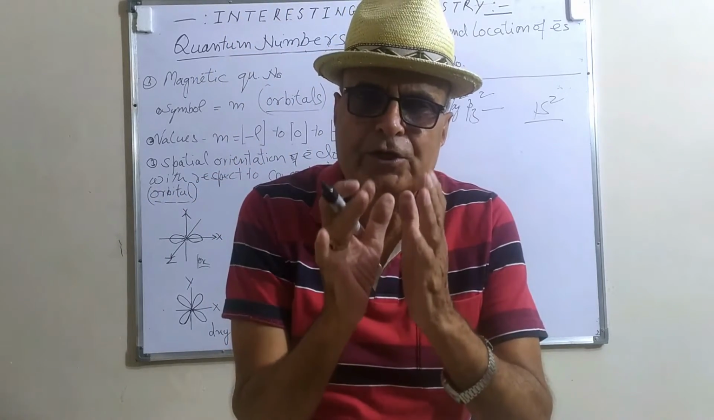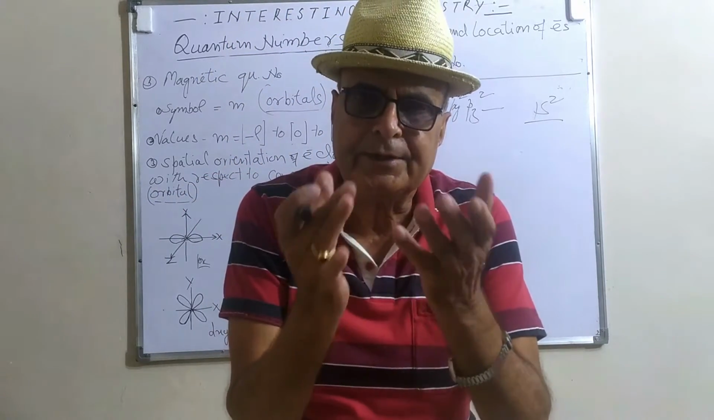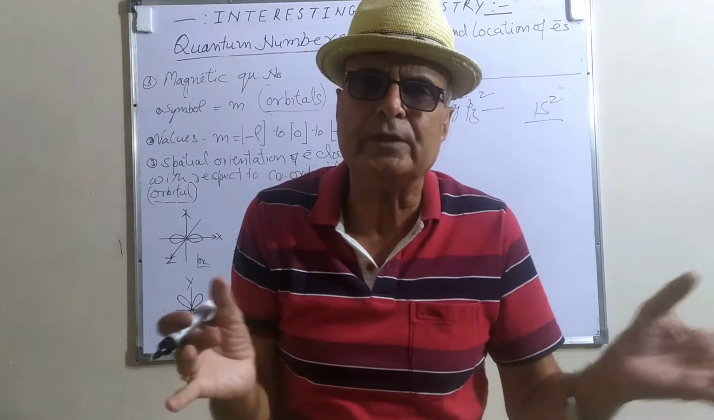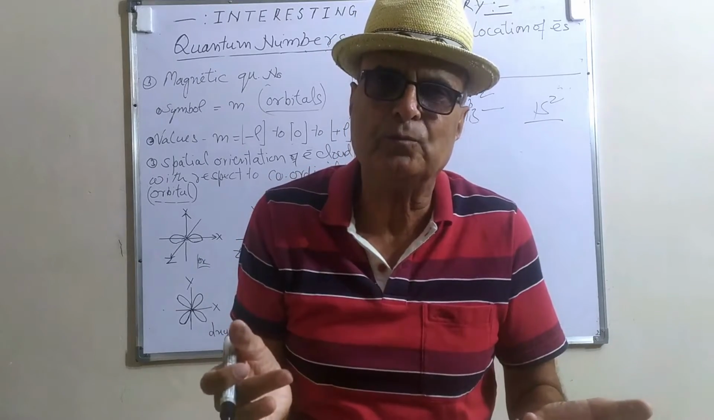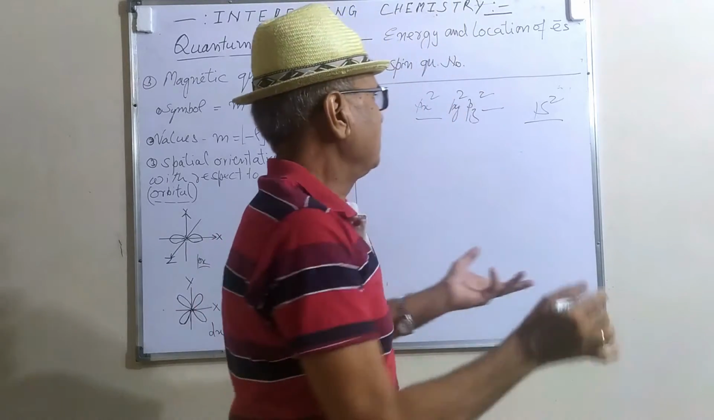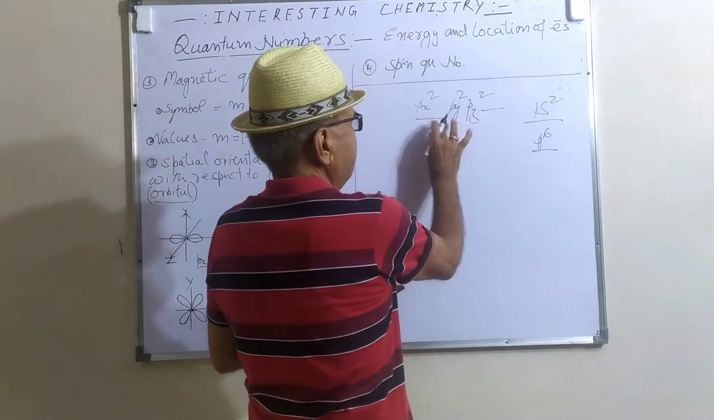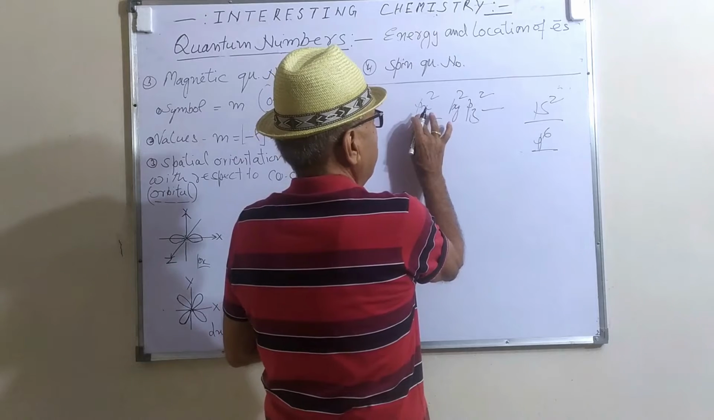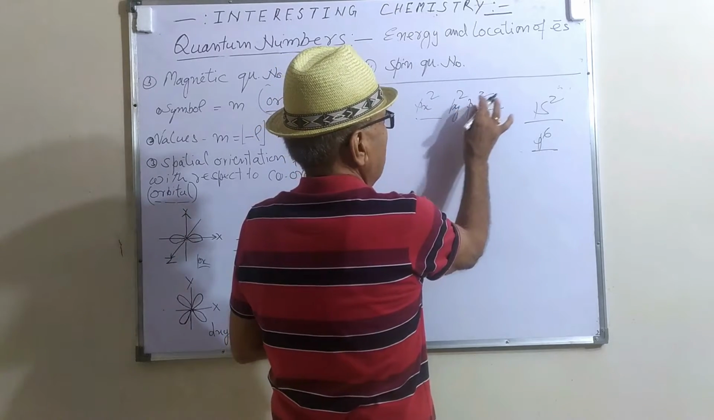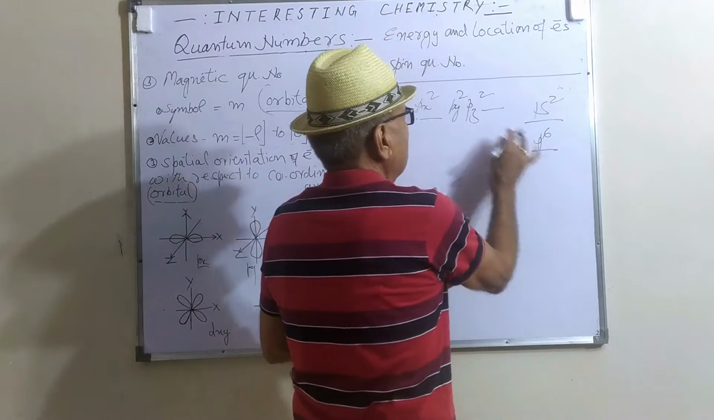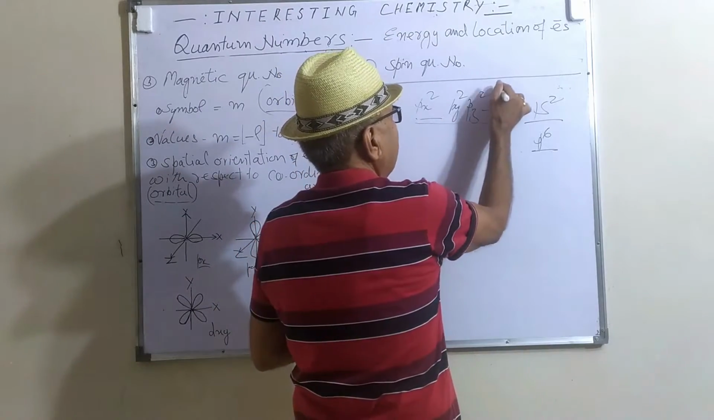Each orbital contains only 2 electrons, s2, px2. So in total you write here p6. There are 3 orbitals in the p, so it is px2, py2 and pz2. So a total of 6 electrons are there.